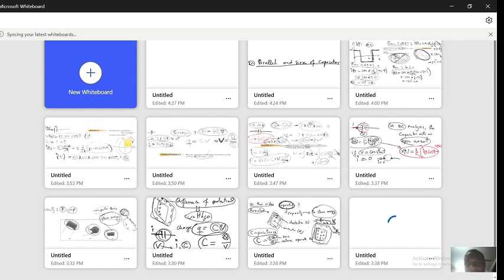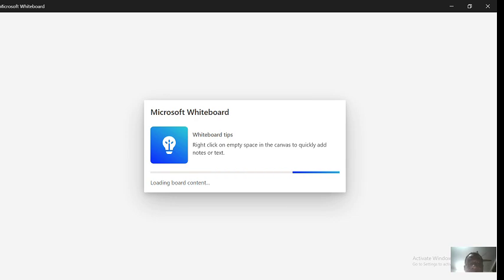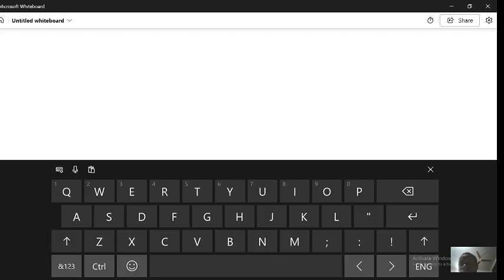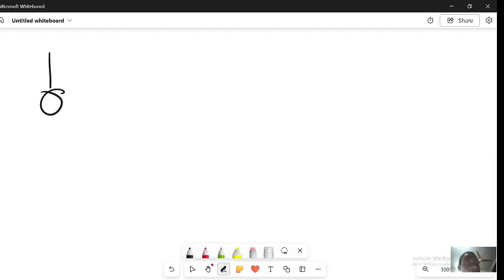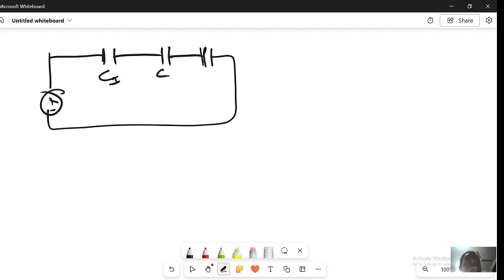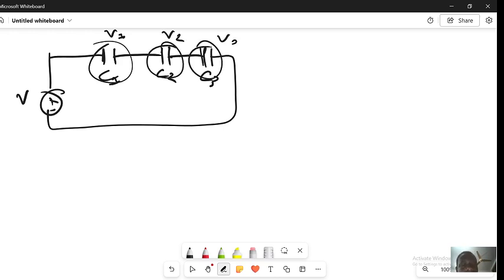As we saw, when it is in series, it will be like the equivalent resistor in parallel. Let's say for example, I have this circuit: first capacitor, another capacitor, the third capacitor. I have C1 here, C2, C3. I have V. This one has a voltage V1, this one has a voltage V2, this one has a voltage V3. Now from KVL we know that V equals V1 plus V2 plus V3.